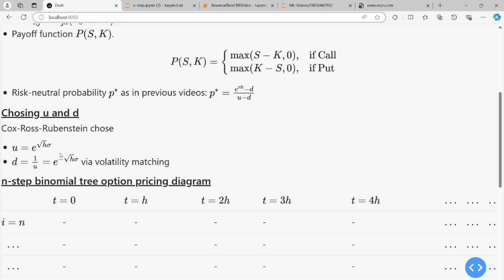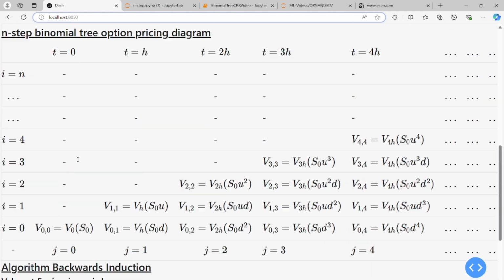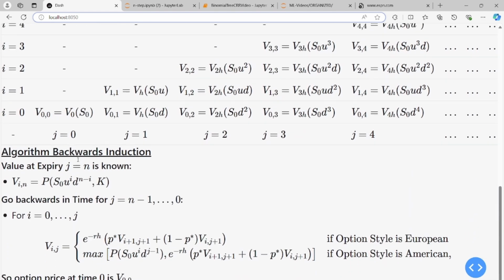But it's with something called volatility matching. And the most common one is the Cox-Ross-Rubinstein model, the CRR model. They choose u as e to the square root of the time interval times sigma, and d is just 1 over u, so it's e to the negative square root of the time interval times sigma. They do it with volatility matching, but that's out of the scope of this video.